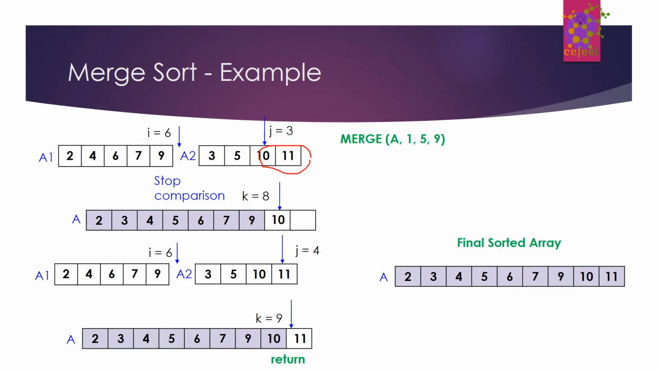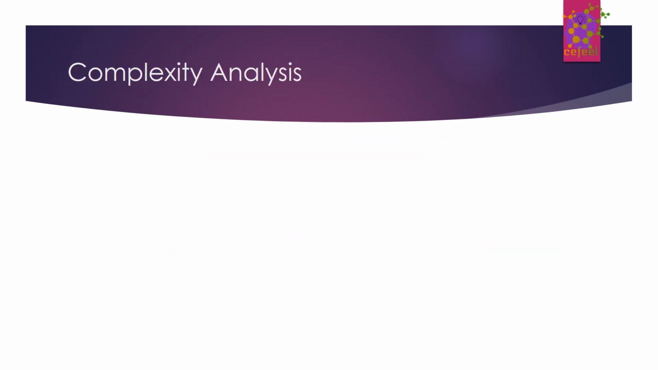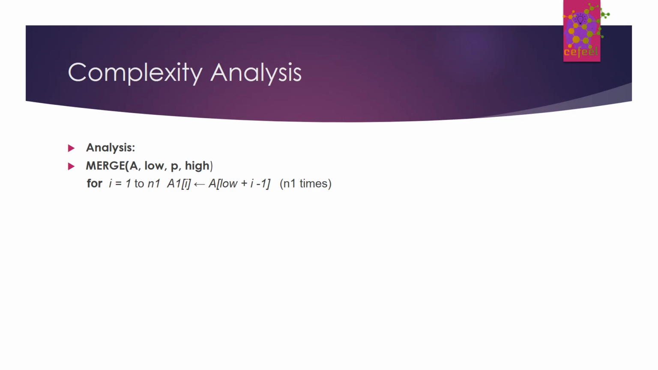Okay, so now let's go on and do performance analysis, which means let's do a complexity analysis for the merge sort algorithm. Now notice what we had. We actually had two procedures. The first one was the merge sort, and then the merge call that was embedded inside it. So let's first see the merge call and how it looks in terms of complexity.